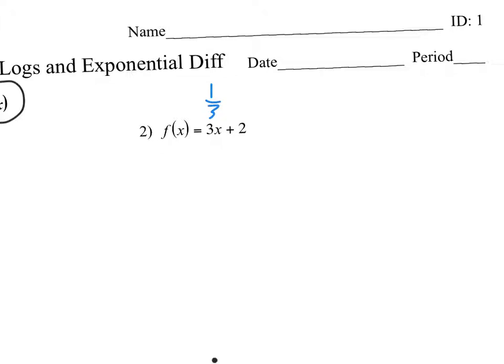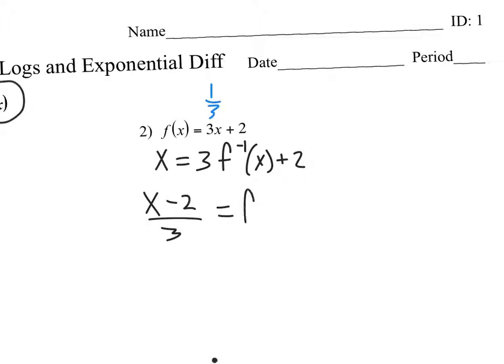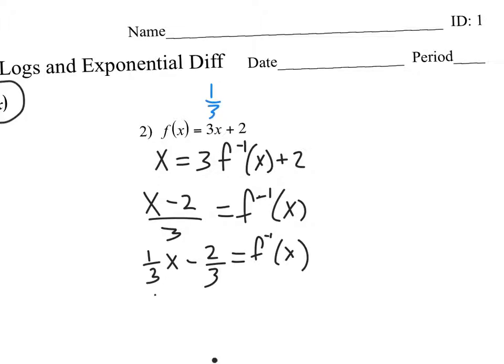So let's find the inverse. We've got x is equal to 3 f inverse of x plus 2. We get x minus 2 divided by 3 is equal to f inverse of x. And when we do that, that's going to be 1/3 x minus 2/3. And the derivative of 1/3 x is going to be 1/3. That's what we predicted.